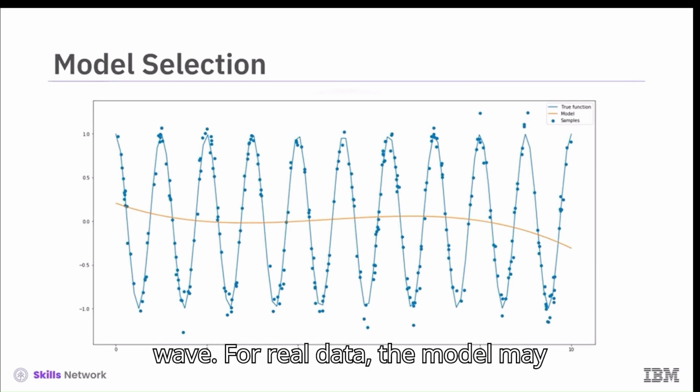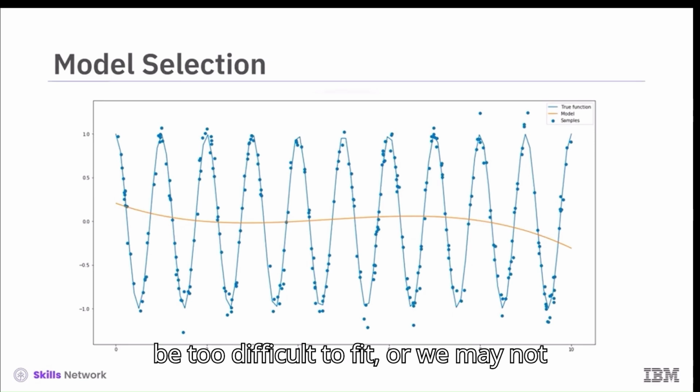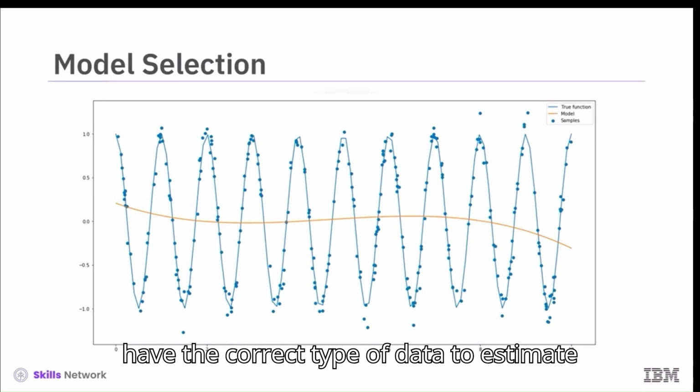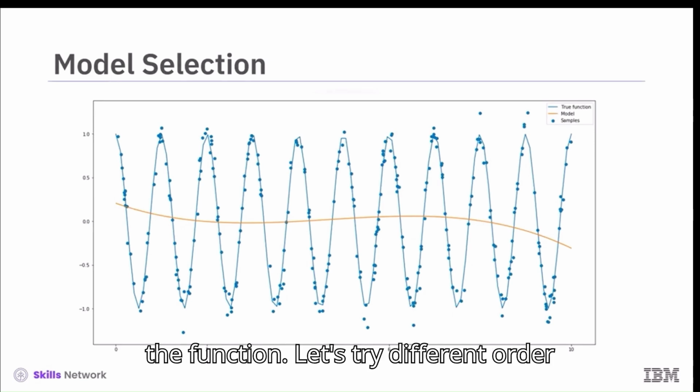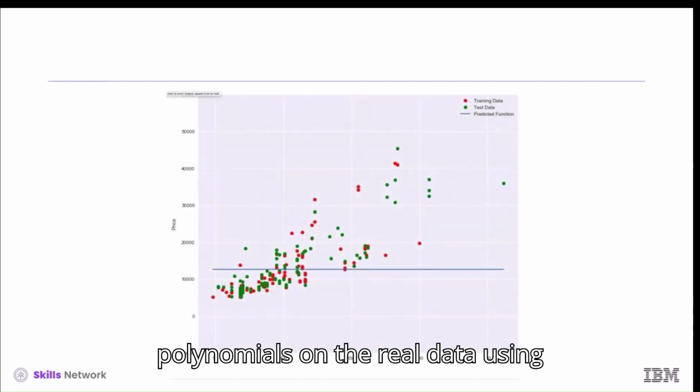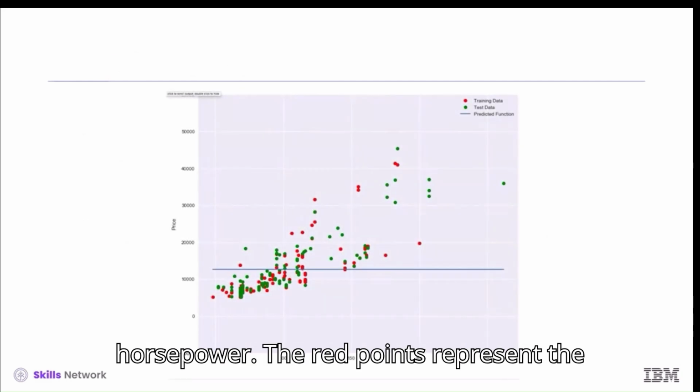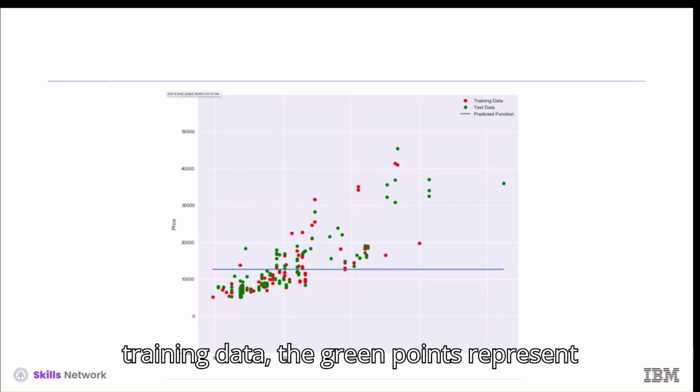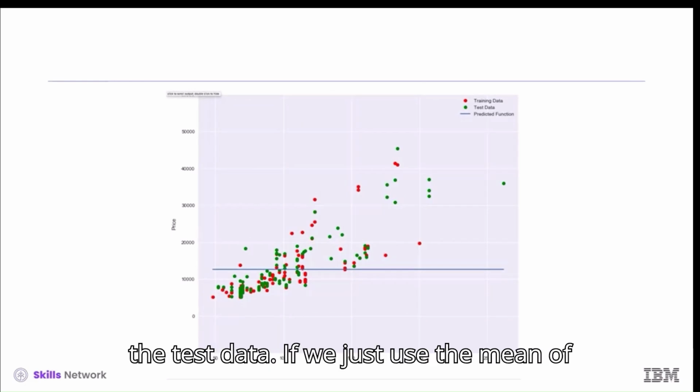For real data, the model may be too difficult to fit, or we may not have the correct type of data to estimate the function. Let's try different order polynomials on the real data using horsepower. The red points represent the training data. The green points represent the test data.